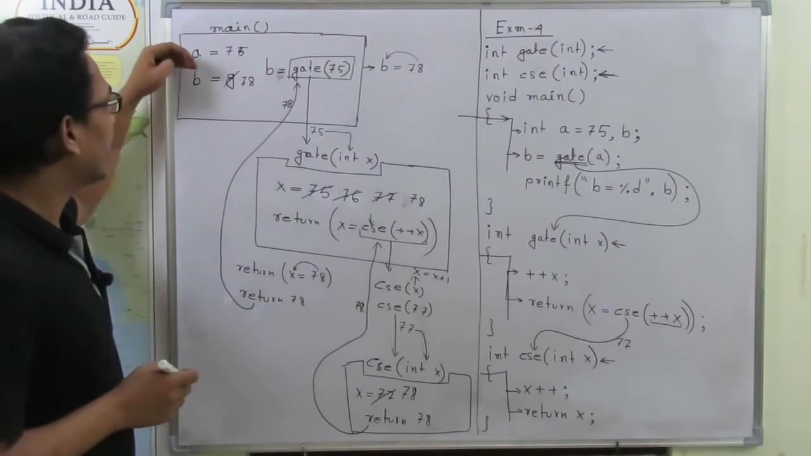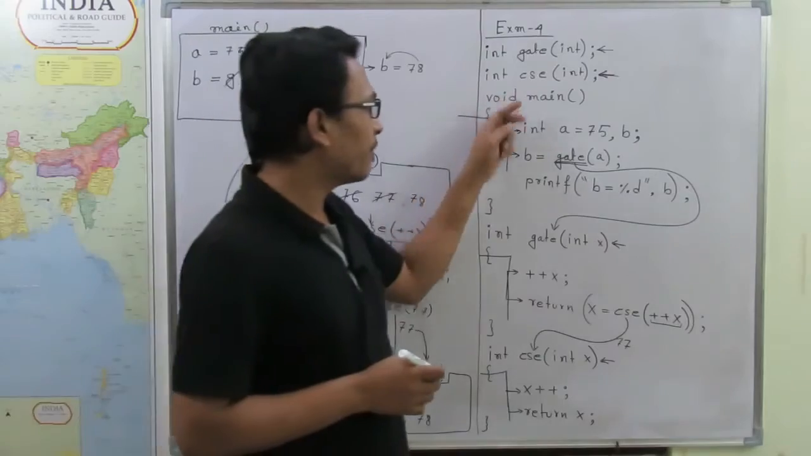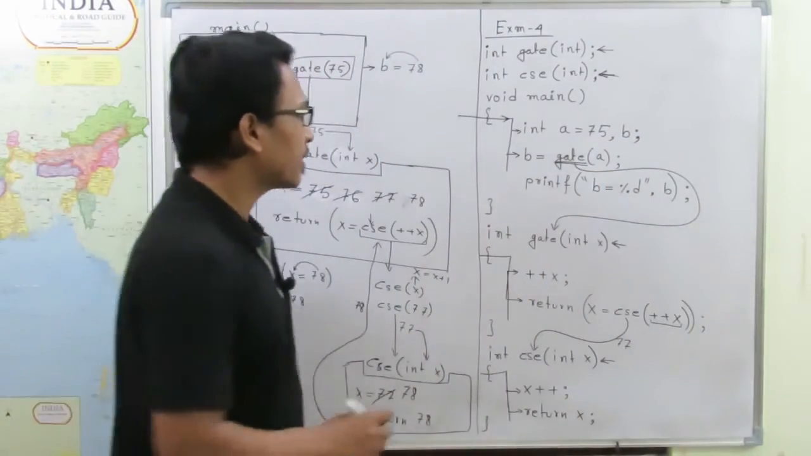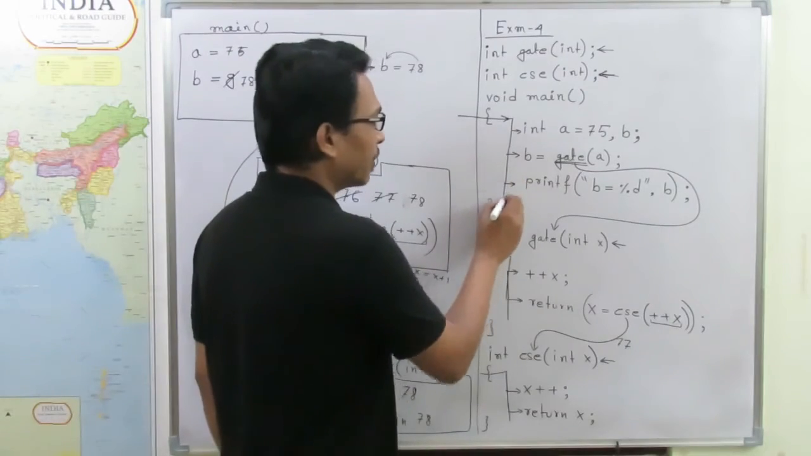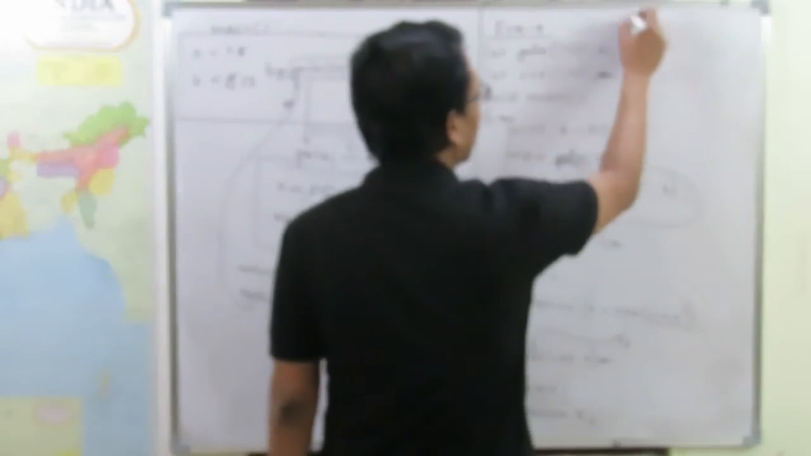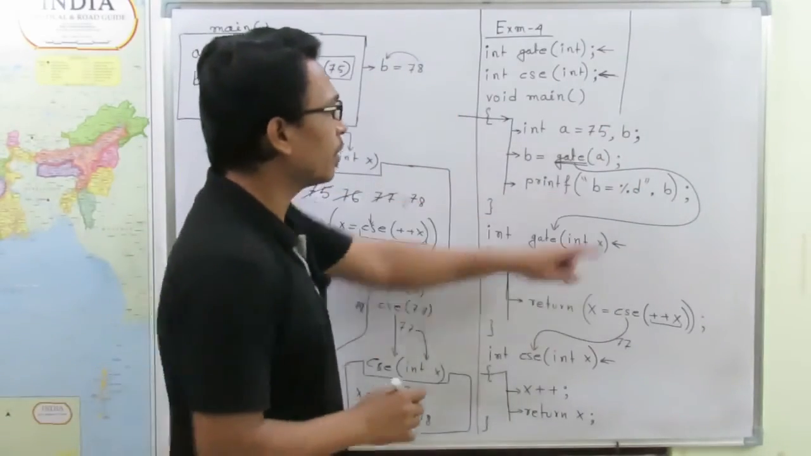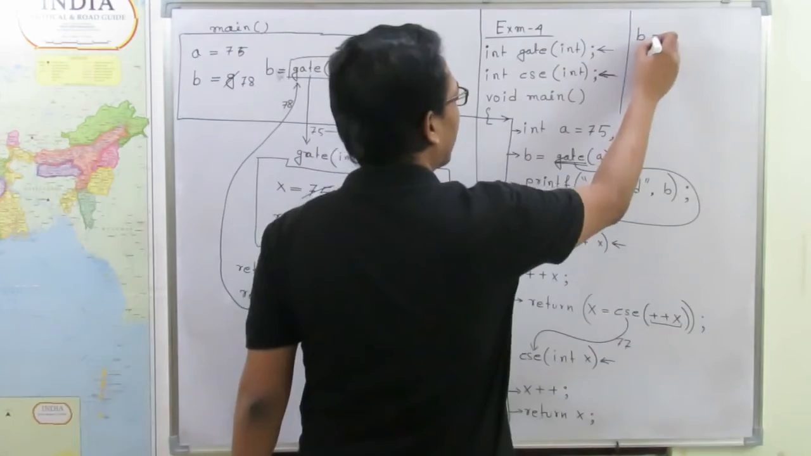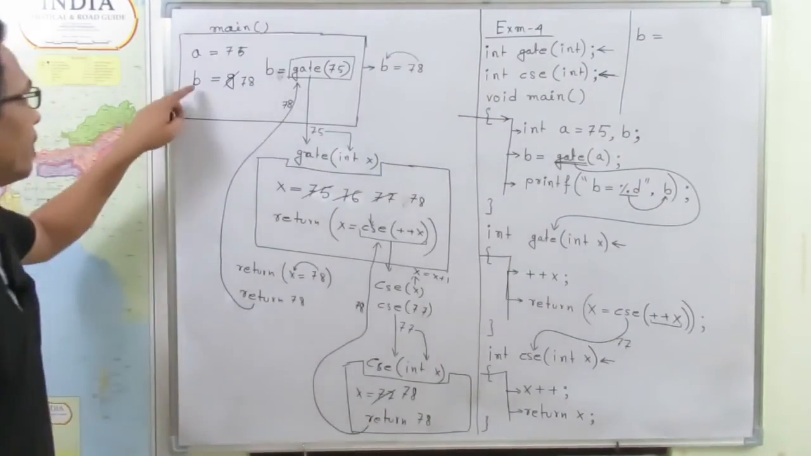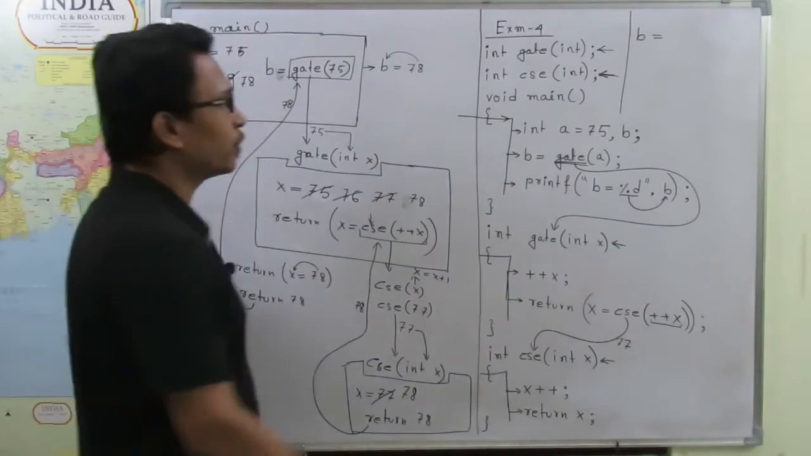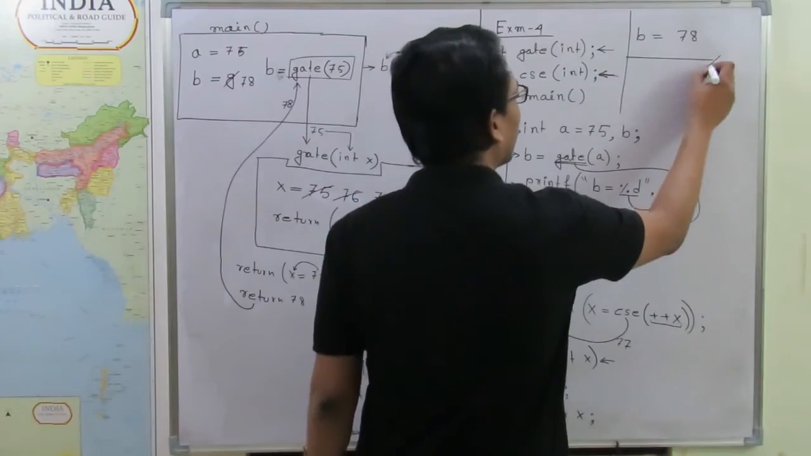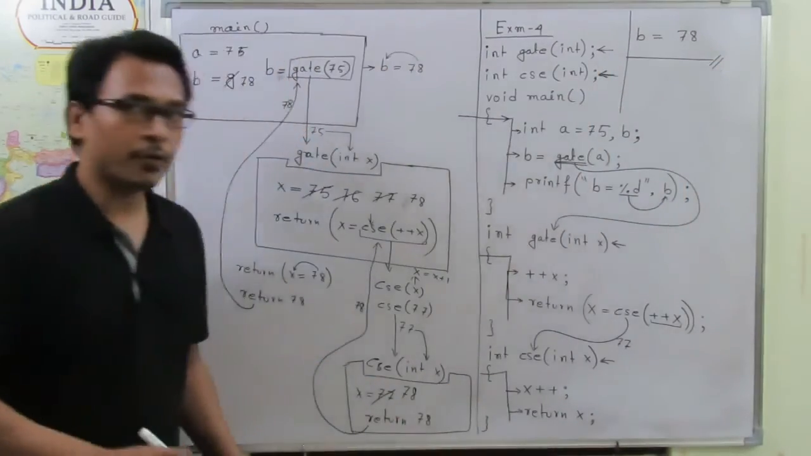Now we are in the main function, and inside the main function the execution of this get function is completed. Now what is the next instruction? The next instruction is printf, this one, and we are in the main function. Now inside main function the result will be b equal to %d, the value of b. What is the value of b? The value of b in main function is 78, so it will display 78, and this is the final output of this particular given program.